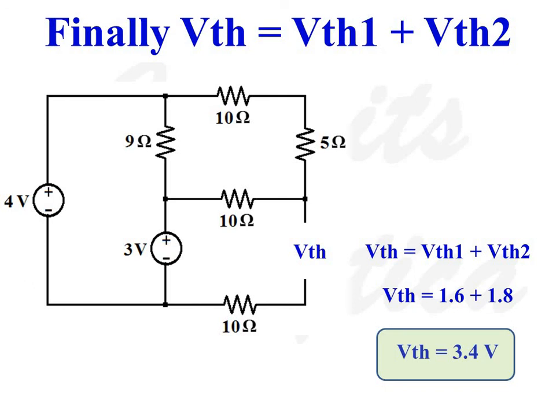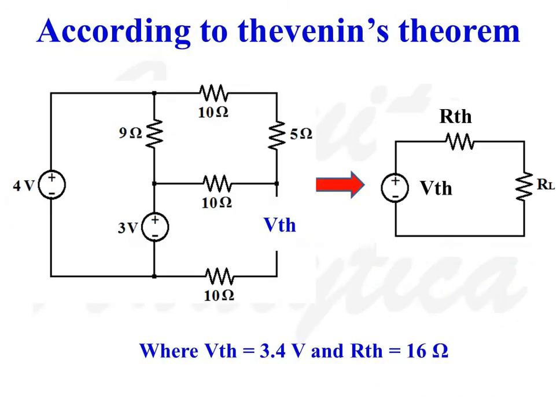Finally, VTH is equal to VTH1 plus VTH2. VTH1 is equal to 1.6 volt and VTH2 is equal to 1.8 volt. Therefore, VTH is equal to 3.4 volt. So according to Thevenin's theorem, the given network can be represented as a voltage source VTH in series with a resistance RTH, where VTH is equal to 3.4 volt and RTH is equal to 16 ohms.